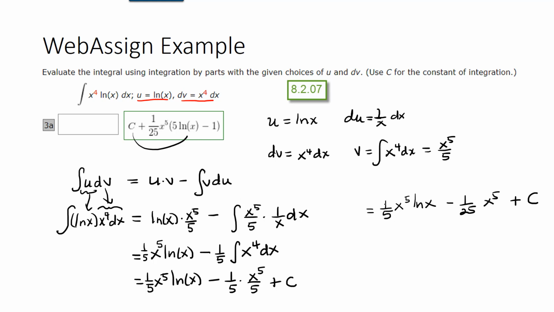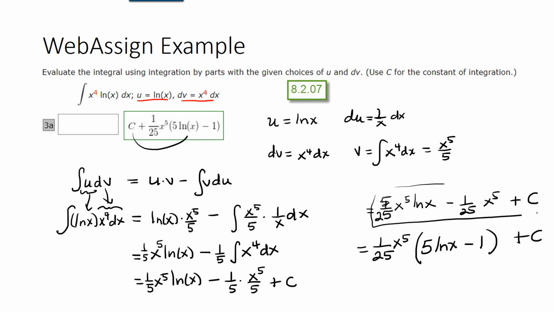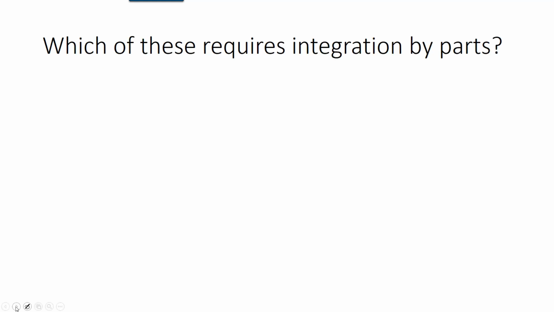To see that, I'm going to rewrite 1/5 as 5/25, getting a common denominator, and I'm going to factor that 1/25 out, so we have 1/25. I'm also going to factor out the x to the 5th, and let's see what's left behind. The 5 and the natural log of x, and then here we took out the whole term, so minus 1 plus c. So our answer is the same, and it would be fine to leave it in either format. You have the power of integration by parts.